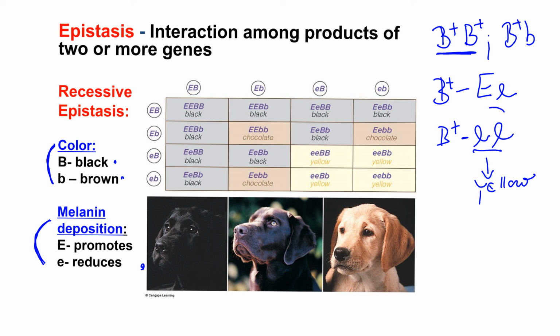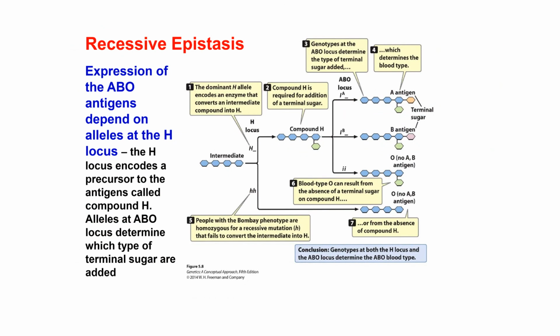So gene E is epistatic because it controls the manifestation of gene B. So gene B is hypostatic. Another example of recessive epistasis is gene H, which controls expression of ABO.